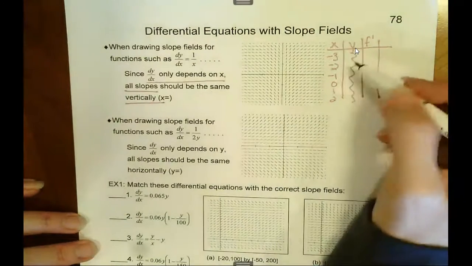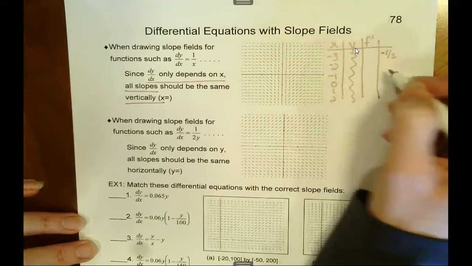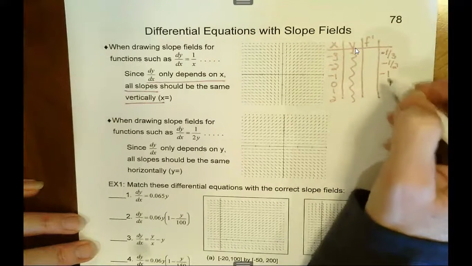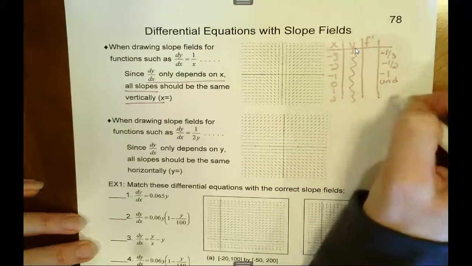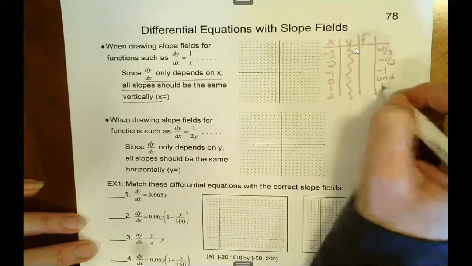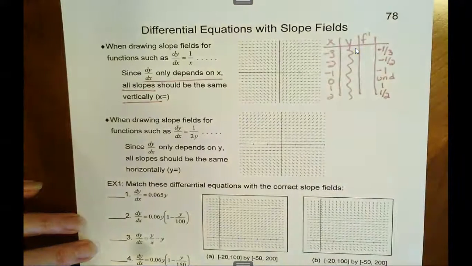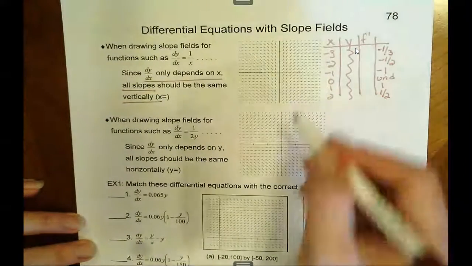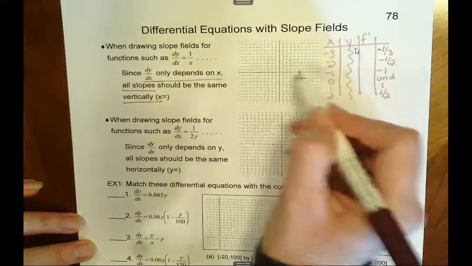So if I plug in -3, I get -1/3. -2 gives me -1/2. -1 gives me -1. 0 would be undefined. 1 would give me 1. 2 would give me 1/2. And so that gives me some slopes where I can sketch those in, and I can look and see those slopes on here.